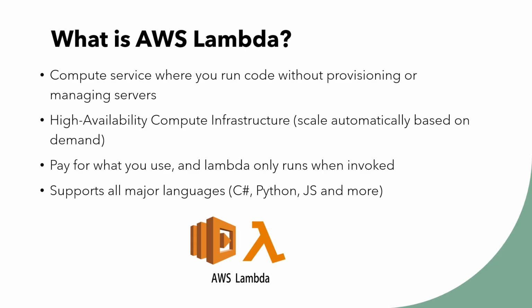AWS Lambda has a highly available compute infrastructure, meaning it will scale up and down based on the number of invocations or the number of times it's been triggered. You pay for what you use, and Lambda only runs when it's invoked. Lambda functions support all major languages, such as C#, Python, JavaScript, and a lot more.